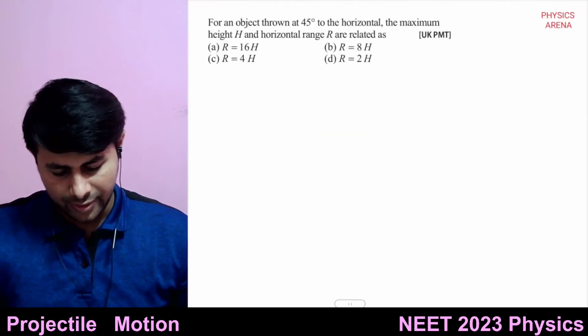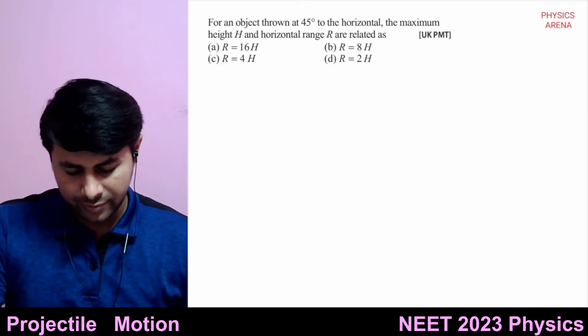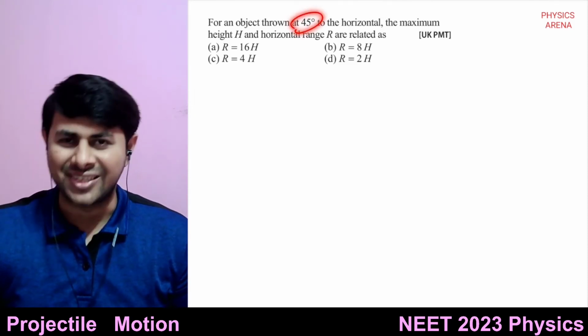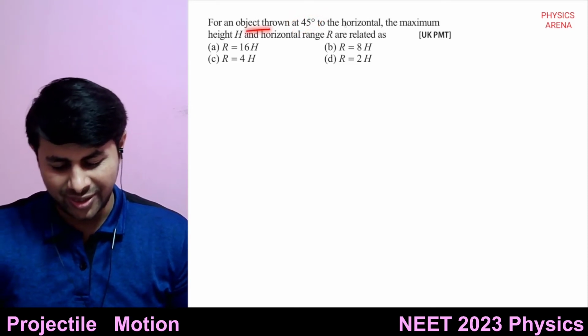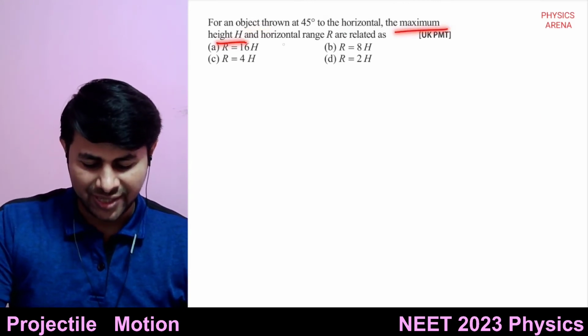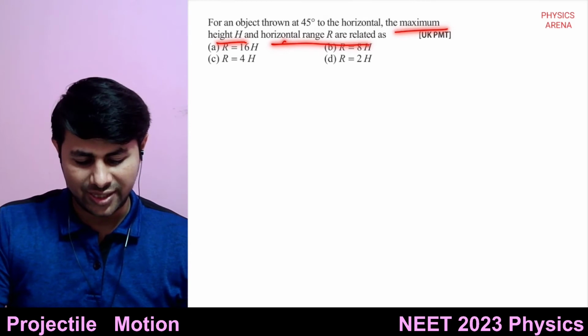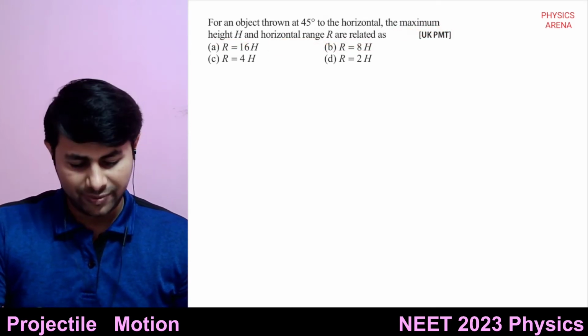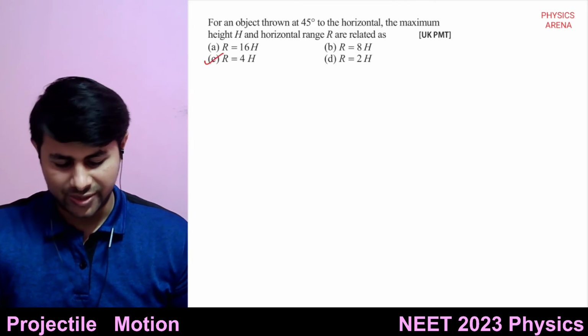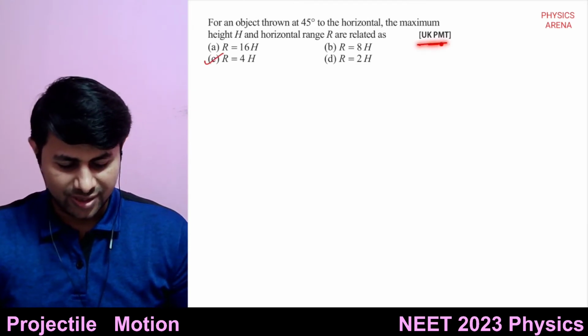Okay, so next question. For an object, they just love 45 degrees. For an object thrown at 45 degrees to the horizontal, the maximum height h and horizontal range R are related as. Tell me. R is equal to 4h. R is equal to 4h. Okay, this is from UKPMT.